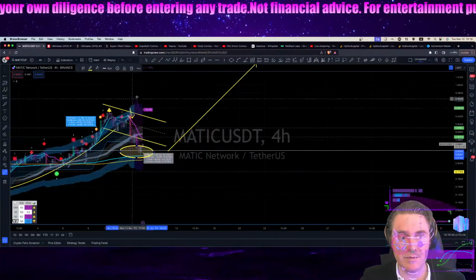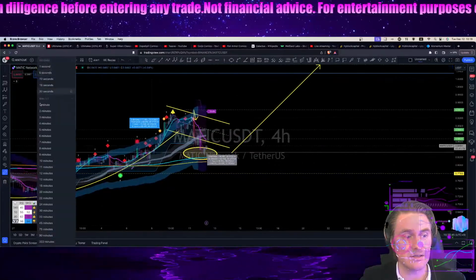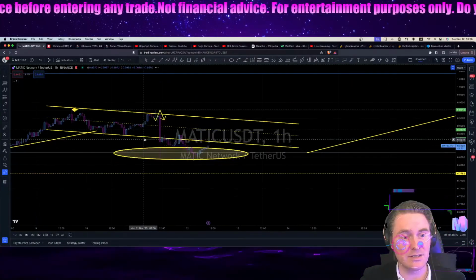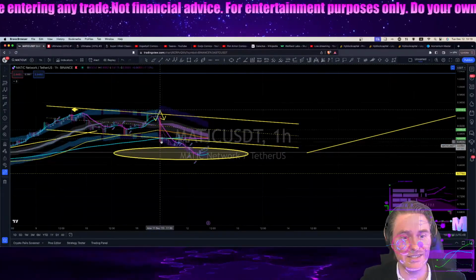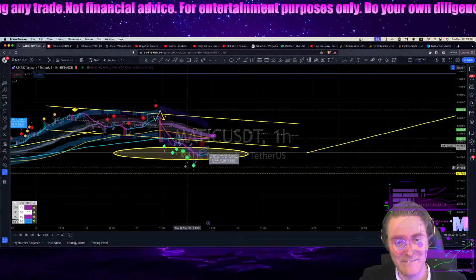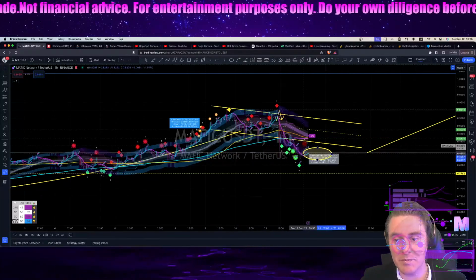And we even said it would come up to this wick first. Look at this. We said it would come up here and then drop. And then boom. Can't make it up.